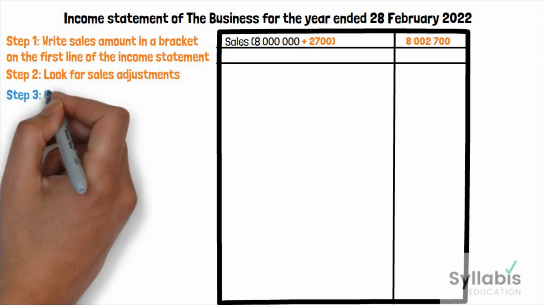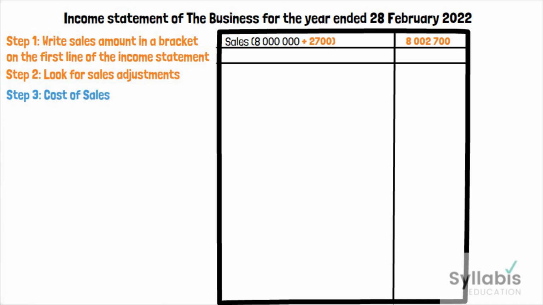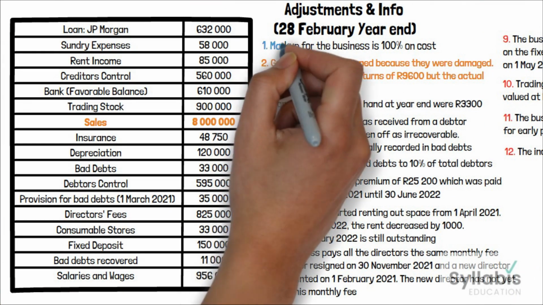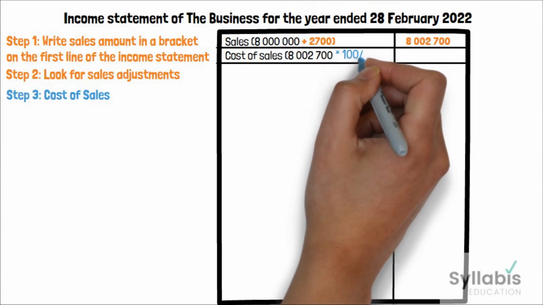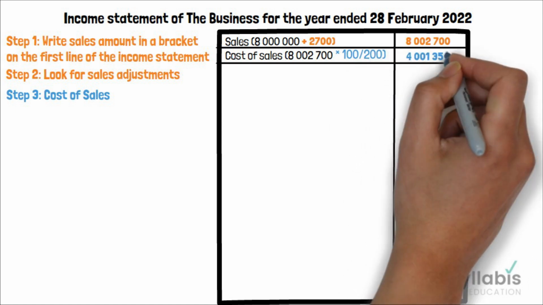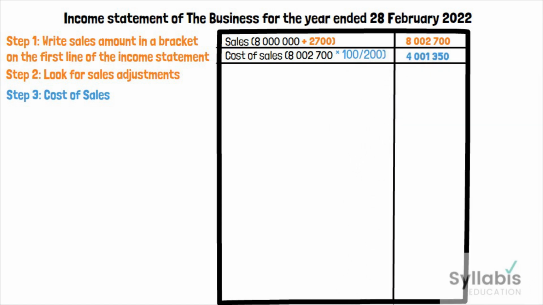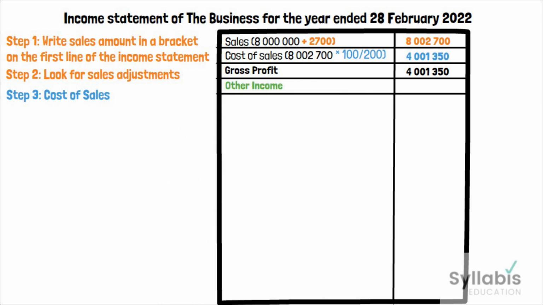Now you must calculate the cost of sales. Take the adjusted sales amount and use the markup given to calculate the cost of sales. Calculate the gross profit. Now you move on to the income section of the income statement.